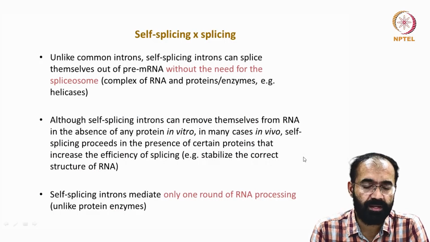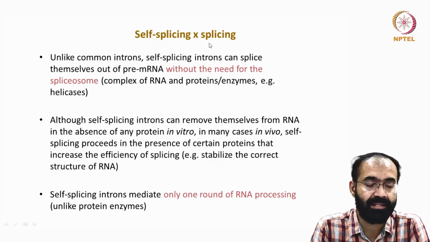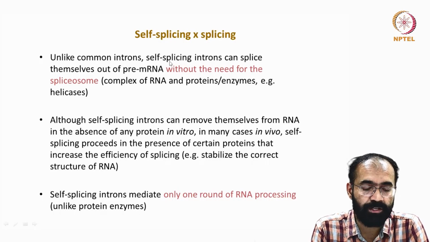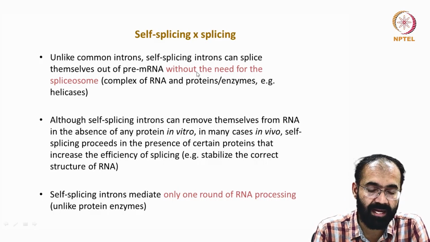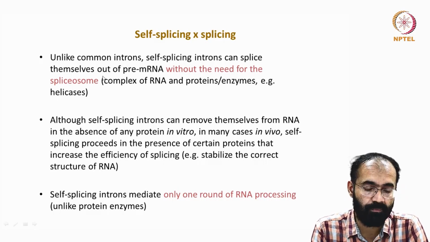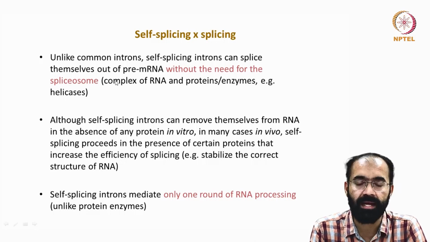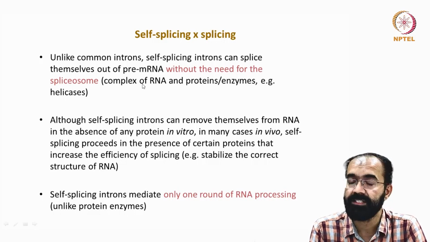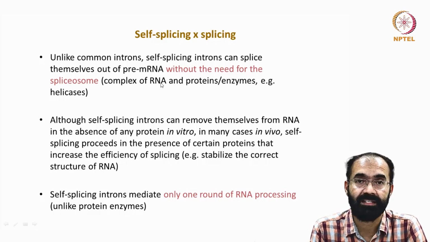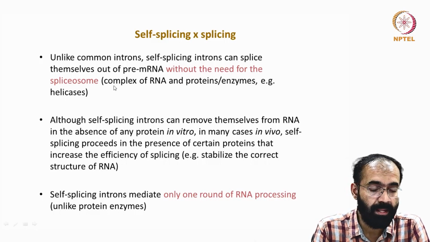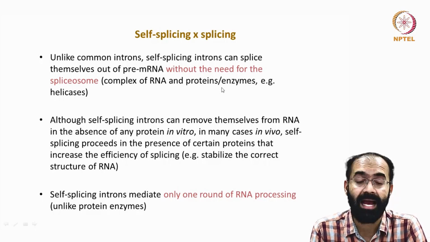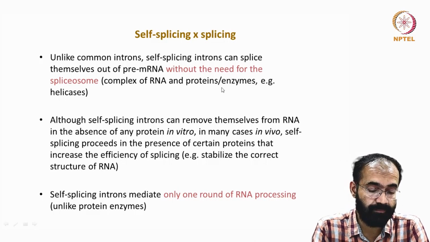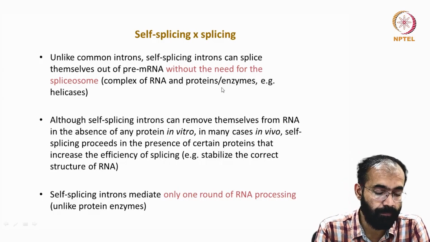So what is the difference or similarity between self-splicing and the actual splicing? Unlike common introns, self-splicing introns can splice themselves out of the pre-mRNA without the need of the spliceosome. Remember, normal splicing requires an extensive splicing machinery, which we call the spliceosomal machinery, which is not required for the splicing of self-splicing introns. The spliceosome is a complex of RNA, protein and enzymes such as helicases. They are present in the spliceosomal machinery.